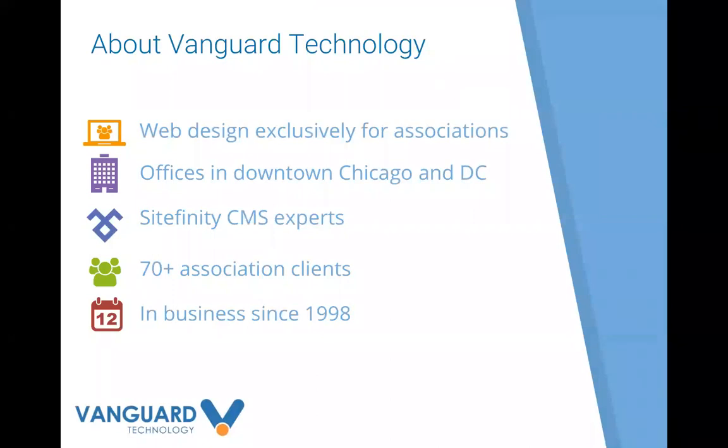So some quick background for you about Vanguard Technology. We are a design firm headquartered in Chicago with an office in DC. And what's unique about us is that we work exclusively with associations. So we work with much of the technology that you use in your content management systems and your association management and private communities and all that information. So we do a good bit of integration work, and that's why we're going to be talking about this today.